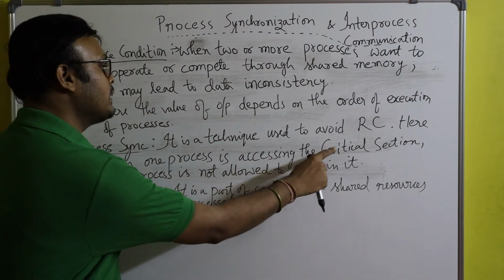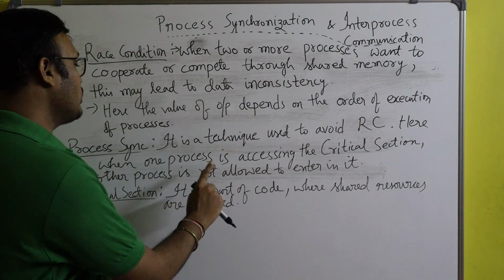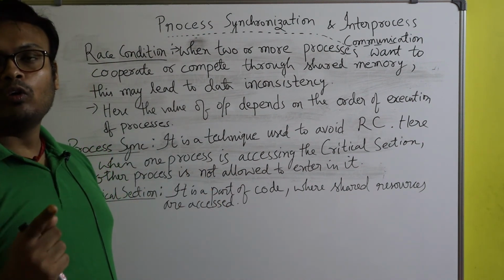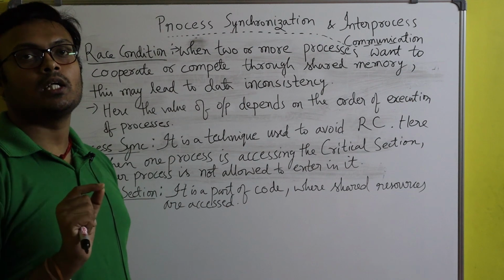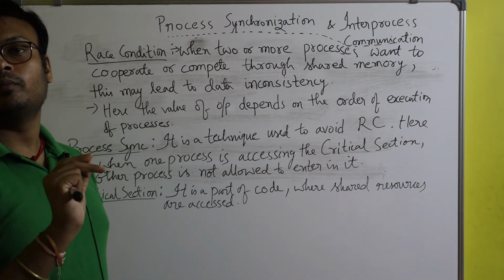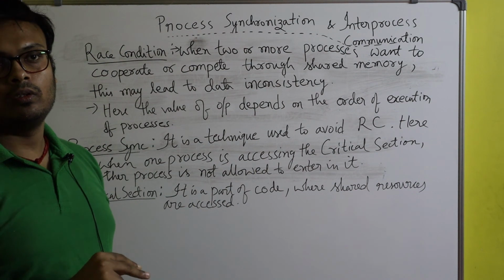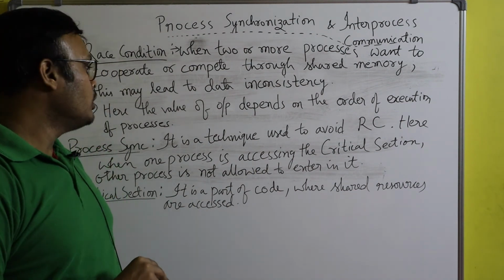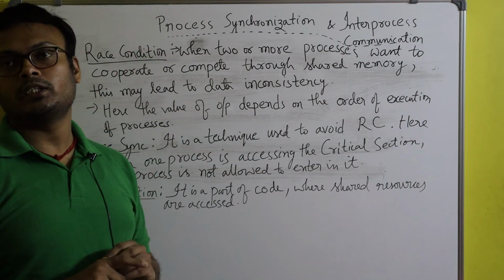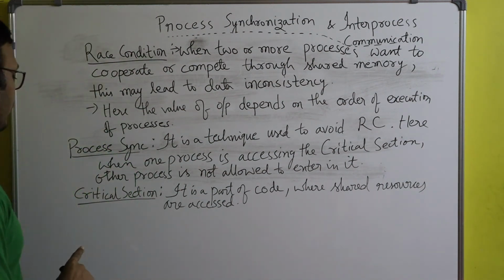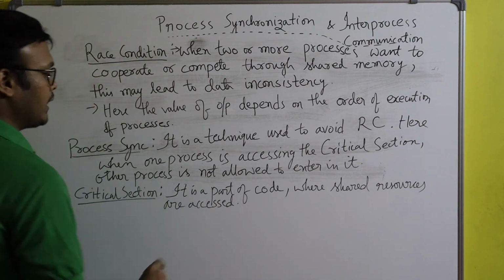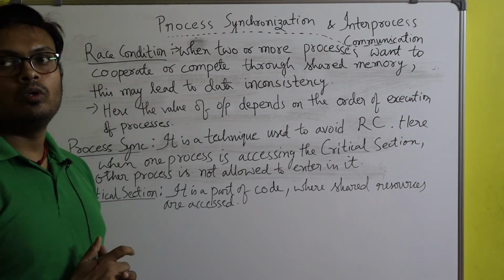When one process is accessing the critical section, the other process is not allowed to enter it. When P1 is accessing the count variable, P2 should not disturb it. P2 should wait till process P1 completes its execution. If these things are followed, then we will get a consistent result. And that's the definition of critical section: it is a part of the code where shared resources are accessed. I've already explained it to you.